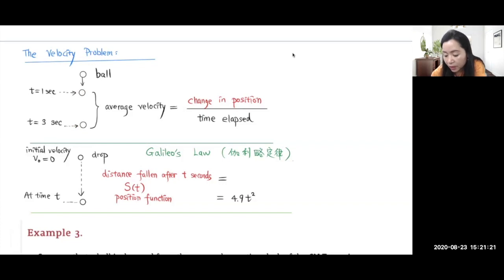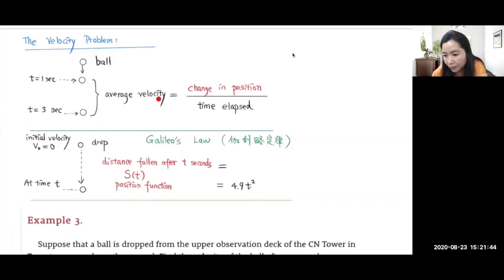To do that, we'll take the change in position. So we see from here to here, what will be the change? And then we divide by the time elapsed. So for example, from 1 second to 3 seconds, the time elapsed will be 3 minus 1, so that will be 2 seconds. So that's how we calculate average velocity.